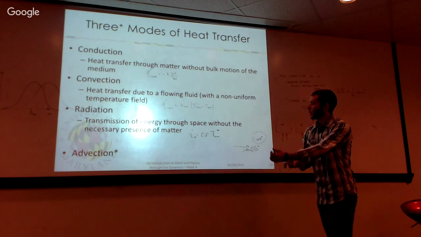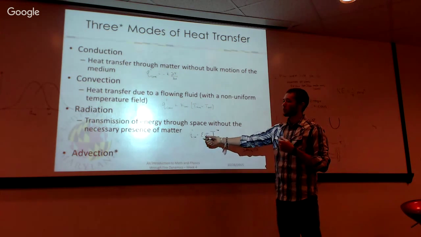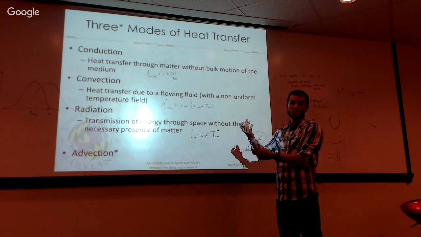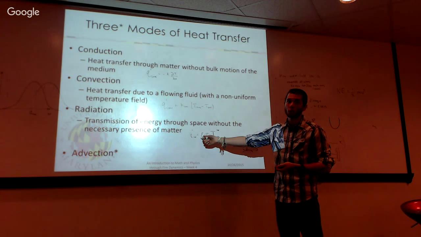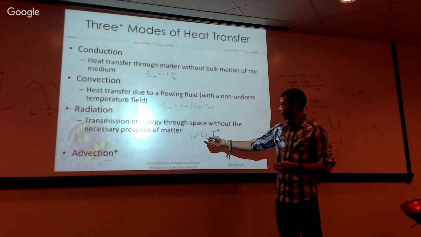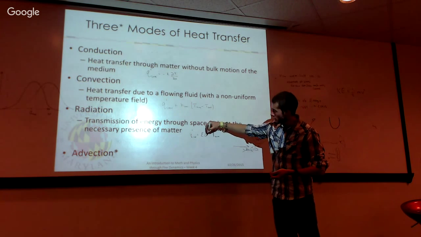So this is going to be the emissivity of an object. Basically, of all the energy it could send out, how much does it send out? So a black body will have emissivity equal to 1. That is a sigma.